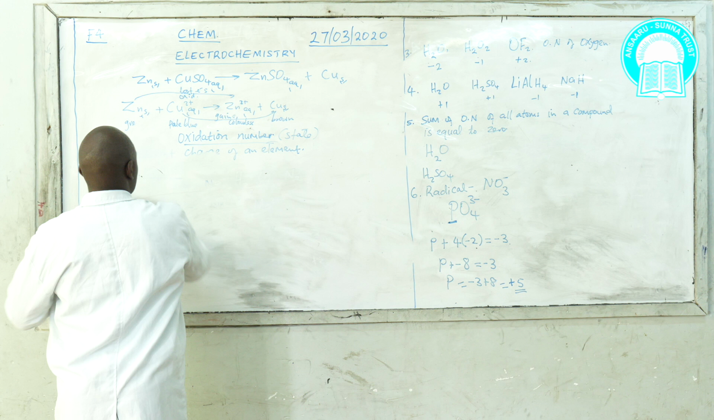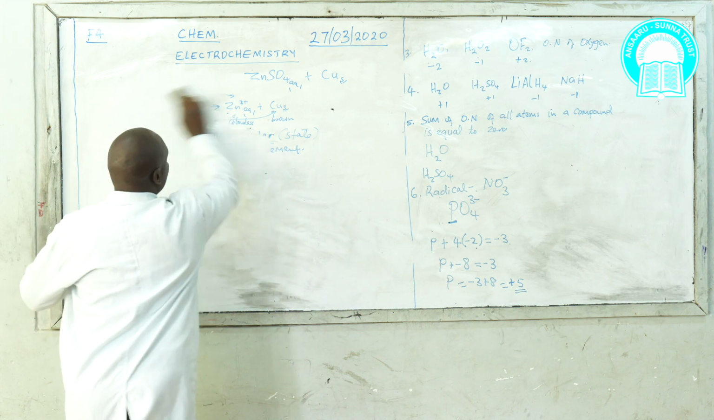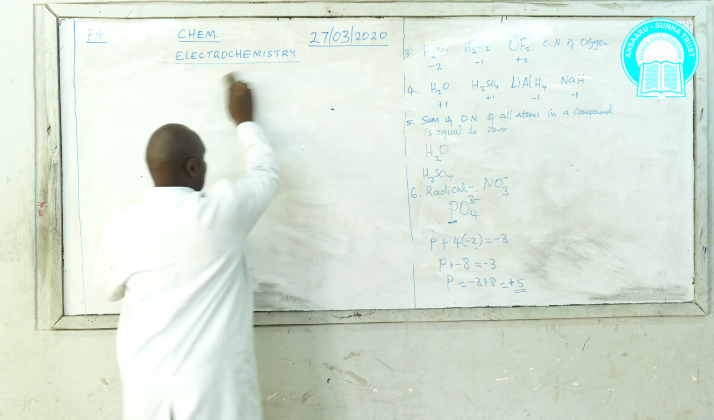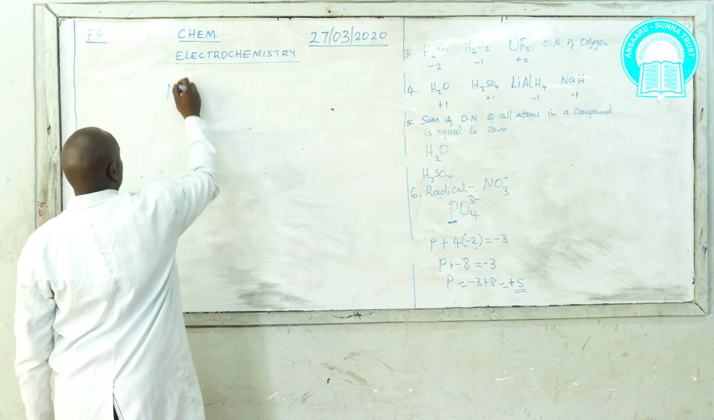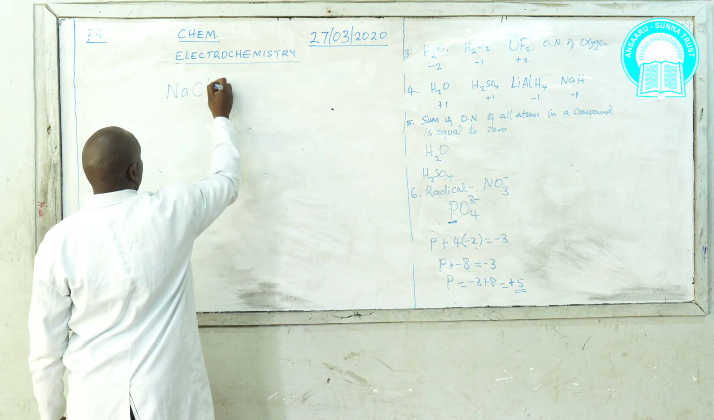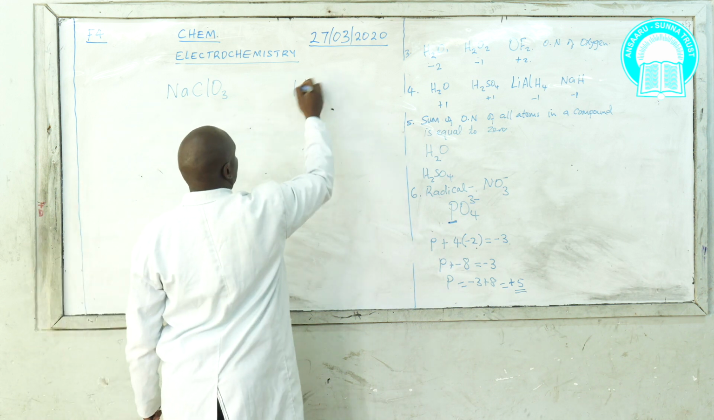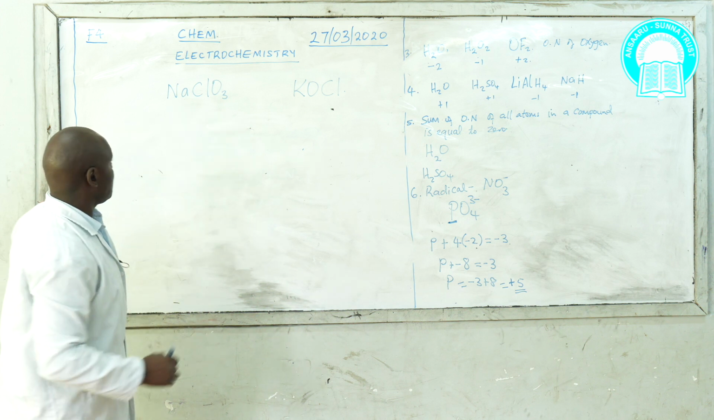Find the oxidation number of chlorine in these 2 compounds. And then I can have another one like that. So let's start with the first one.